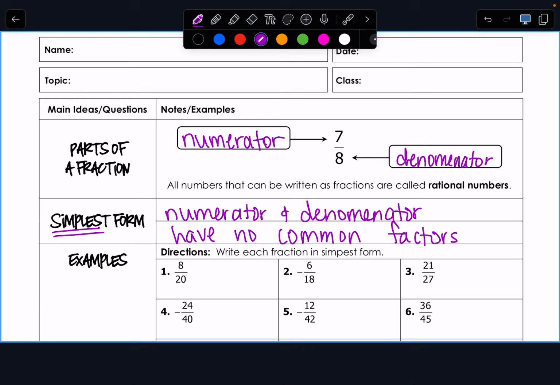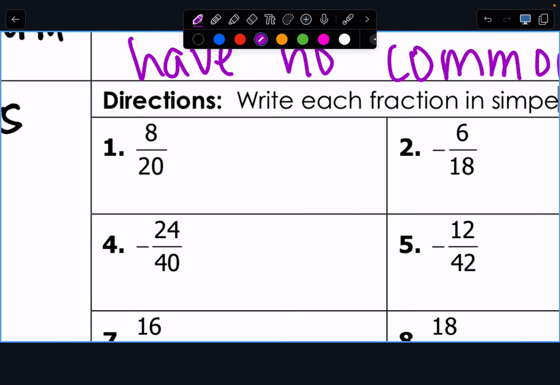So, when you guys were at the stations with the pink sheets, you were trying to find a number that could divide both numerator and denominator so that we can simplify it. That's called a factor. What factor do we have in common so that we can divide it out and make a simpler fraction? Okay, so let's look at number 1.